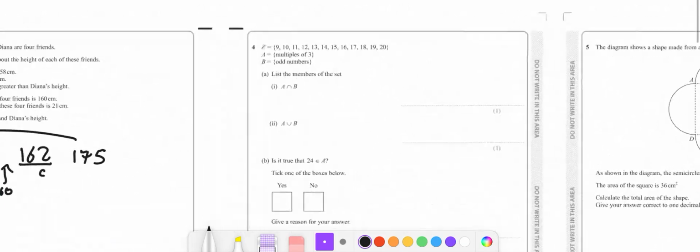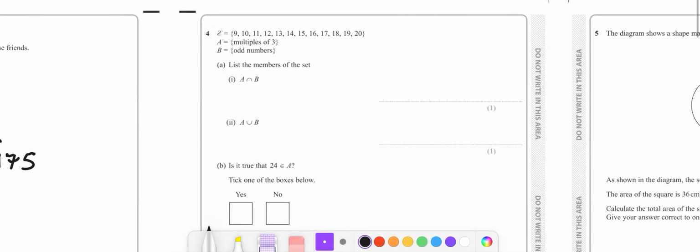Number 4. List the members of the set of A intersection B. So these are things that are in the universal set, so they've got to be in here, this is everything, but they've also got to be multiples of 3 and odd numbers. So multiples of 3 that are odd numbers, 3, not 6. In fact 3 is not in there, so I can't give that one. 9, not 12, 15, not 18, and then there's not 21.